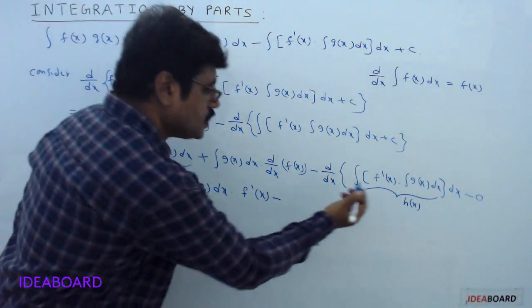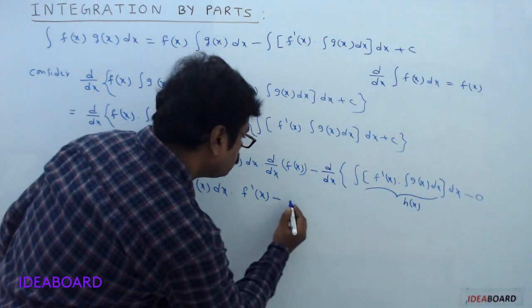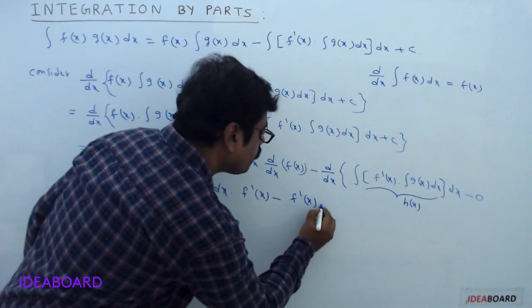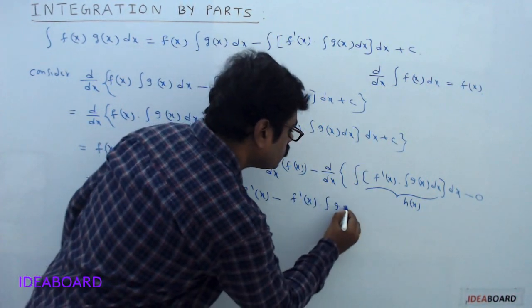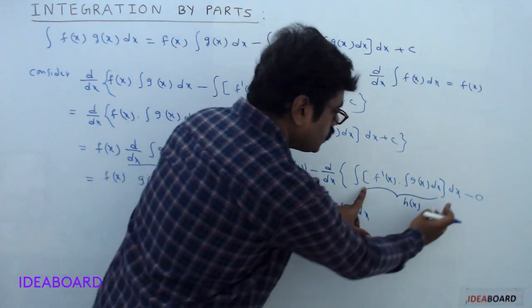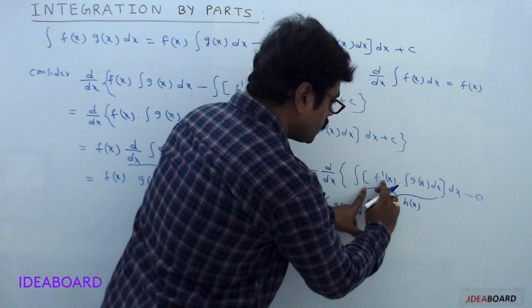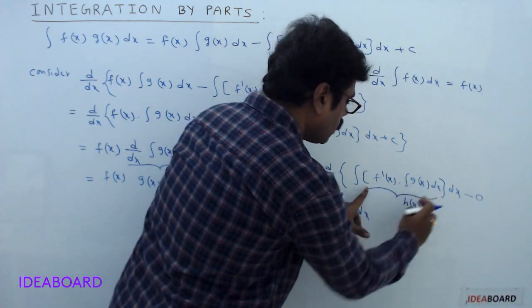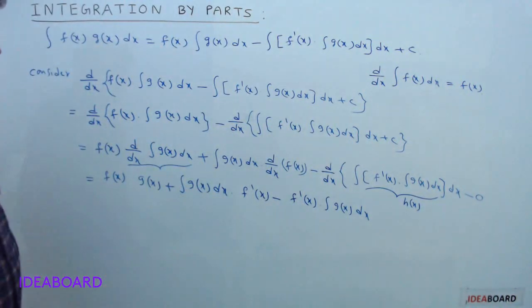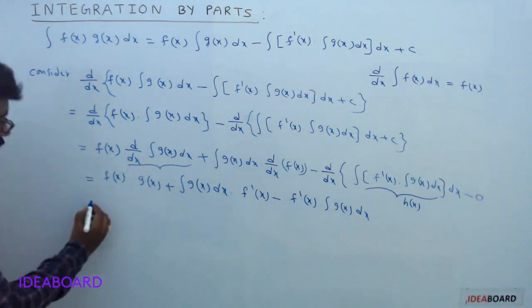So this is h of x, nothing but what is that value? F dash of x into integral g of x dx. So h of x is this bracket only: F dash of x into integral g of x dx. So minus 0. Now see the simplification.